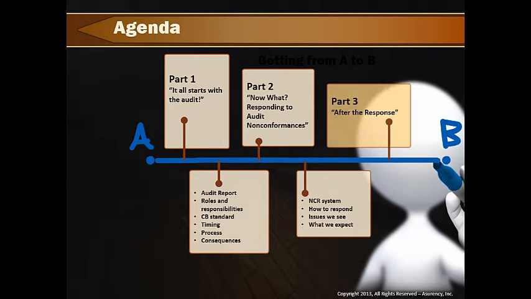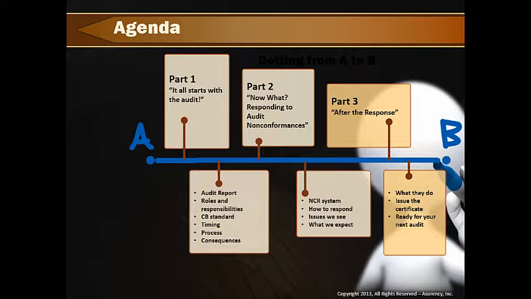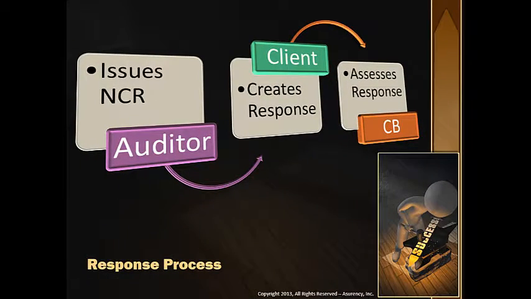In part 3 of the training, we will discuss what to expect after you send in your non-conformance response to your auditor or certification body. The AOCs from the Stage 1 audit are reviewed during the Stage 2 audit by the auditor for closure. Your auditor will let you know if they want to see your responses in advance of the Stage 2 audit.